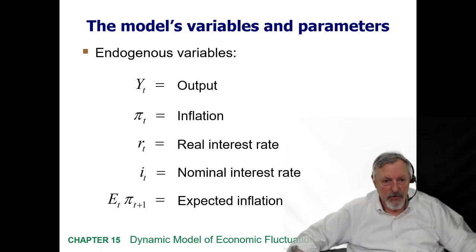That lets you cancel out a bunch of things, hopefully, simplify terms, to end up with one equation that models the economy as a whole. All right, endogenous variables. Y sub t, output today. Pi will stand for inflation. Pi sub t, the inflation rate today. R, the real interest rate. I, the nominal interest rate. And E pi. E, expected. So here, E sub t, pi sub t plus 1. This is what people expect today about what inflation will be tomorrow.